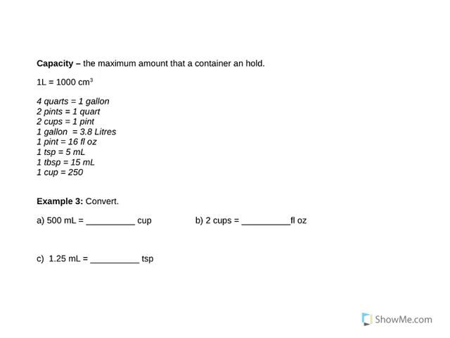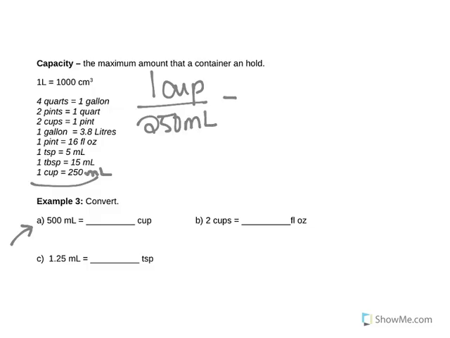Okay, converting with capacities. So we've got a couple different conversion factors here. So we're going to convert 500 milliliters to cups. You might already know this from taking home ec or cooking, but 1 cup is 250 milliliters. We want to know 500 milliliters. So I would cross multiply and divide, and it is 2 cups.